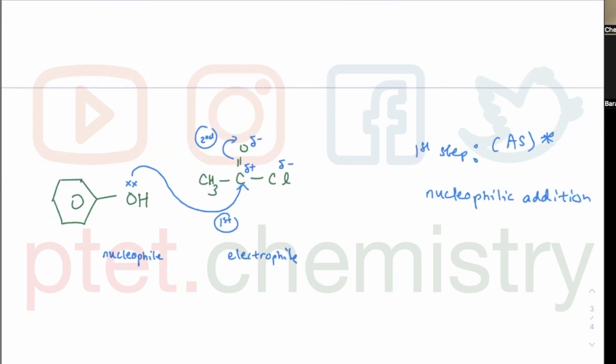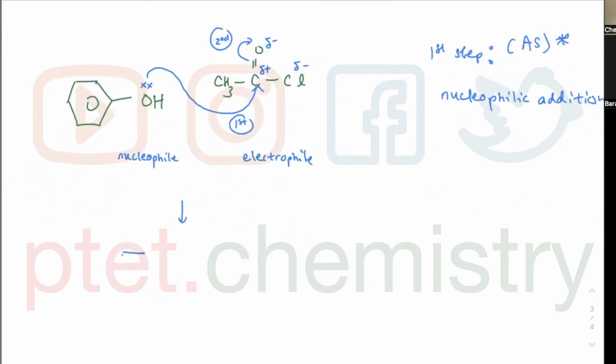So I'm going to draw the intermediate now. So I have an O. This is nucleophilic addition, I believe. It is. It's an AS mechanism, right? Okay. So CH3 and Cl. Happy with that? Oh, and a plus. So no charge and no charge. Plus one, minus one, no charge.